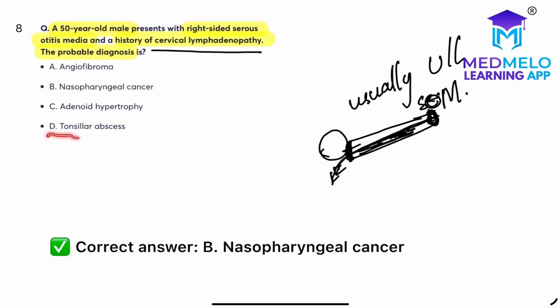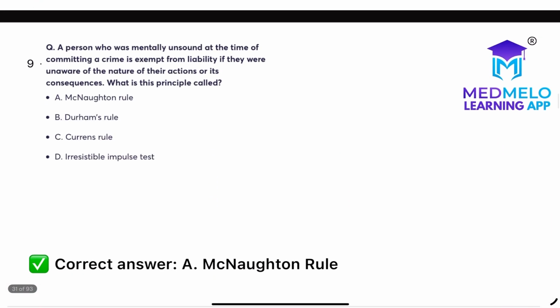And next option is the tonsillar abscess. It presents with throat pain, trismus, muffled voice, not with otitis media. So the correct option is option B, nasopharyngeal carcinoma.